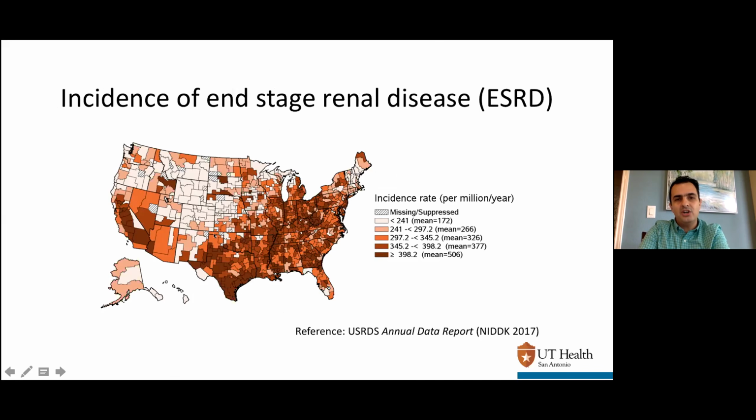Especially here in Texas, if you look at this map, you can see the incident rate is very, very high in Texas, especially South Texas. And you guys see a lot of patients with diabetes, high blood pressure, and a lot of obesity here in San Antonio as well. And unfortunately, all of these are risk factors for CKD and eventually ESRD.